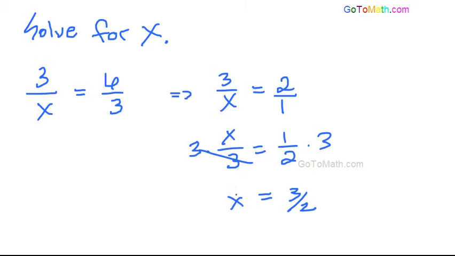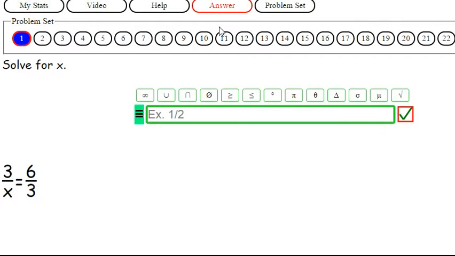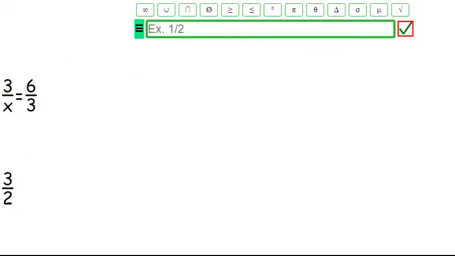Yeah. So 3 halves. And you can always test this by taking the 3 halves and plugging it in right here, and you should get, well, 2 if we wanted to simplify that down. I want to simplify that down. Alright, 3 halves.